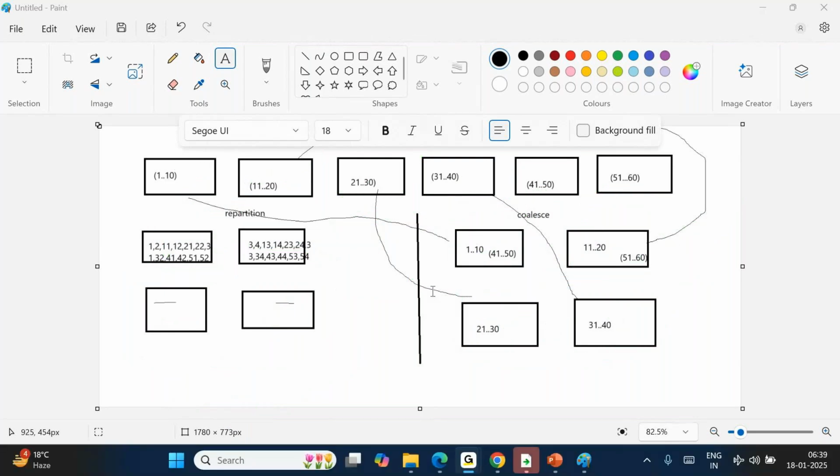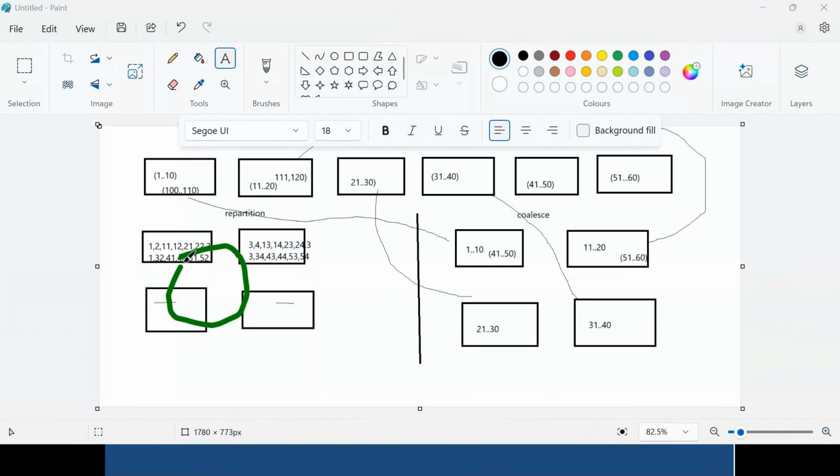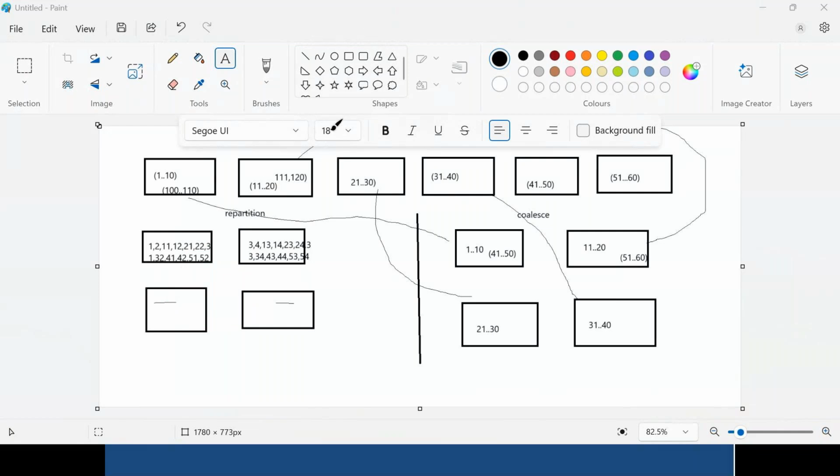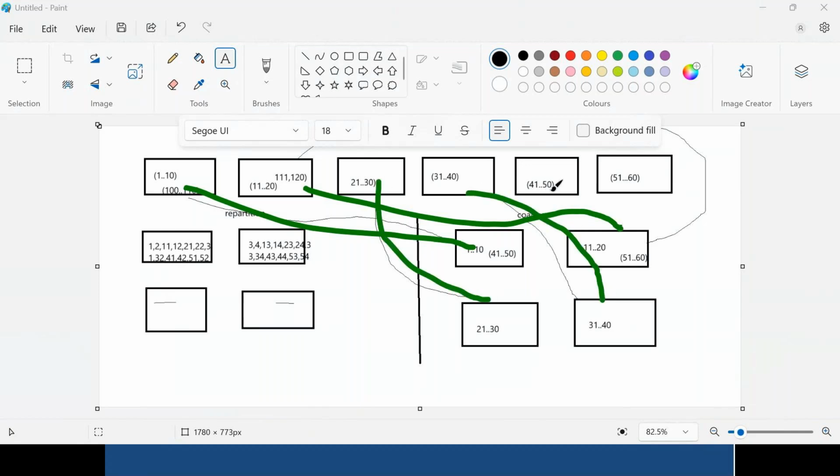Okay, next, let's imagine you already have 100 to 110 here, and now here you have 111 to 120 records. Now what happens? All the data is going to merge here, and even distribution will come. But when it comes to Coalesce, if the distribution is already uneven, what happens? This will be there as it is, this will be there as it is, and this will be added to these records.